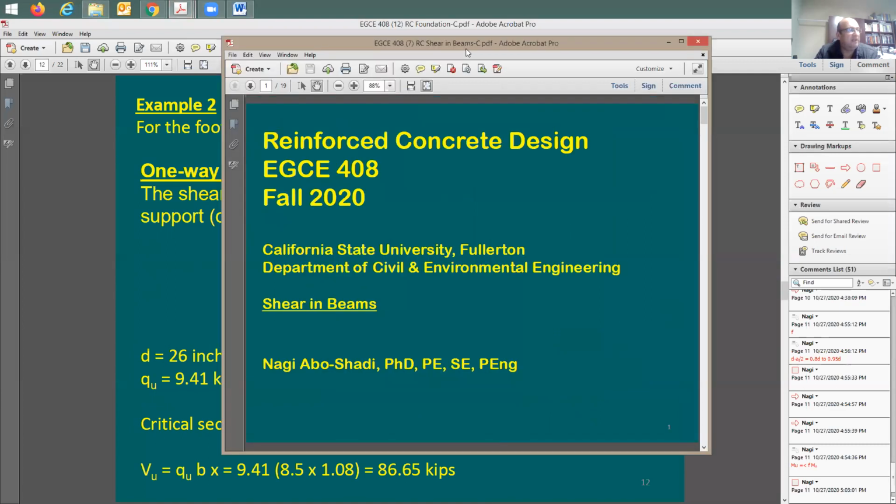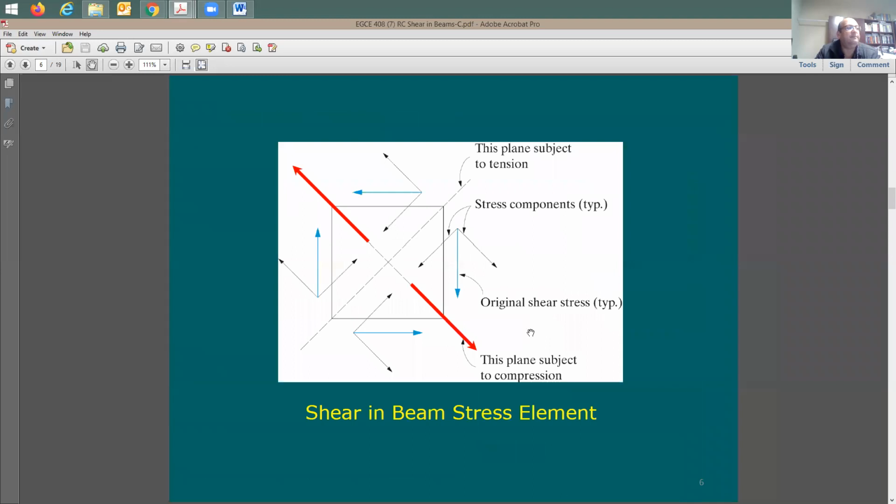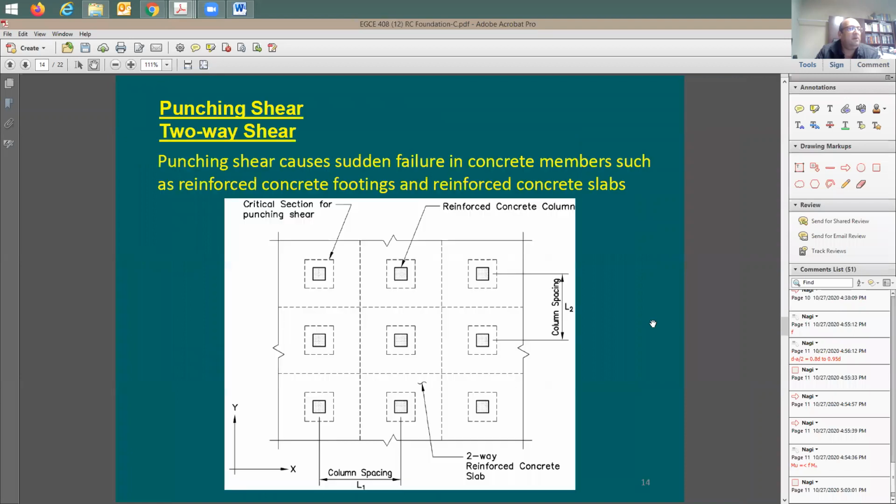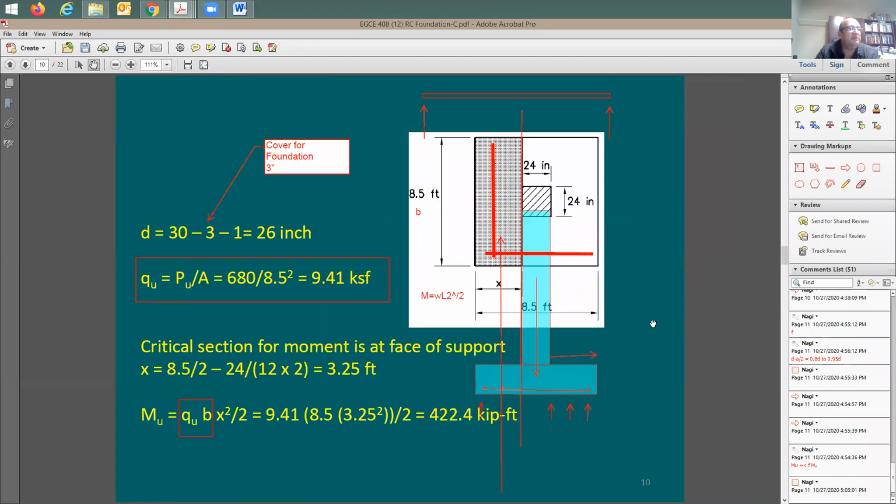Okay, let me put it from the shear design. We say you're going to be going here, D distance from face of support, and with that you're going to be at the critical section. Same thing here. Where's D distance from face of support? Let me go back here.